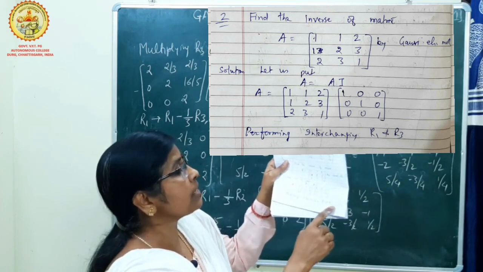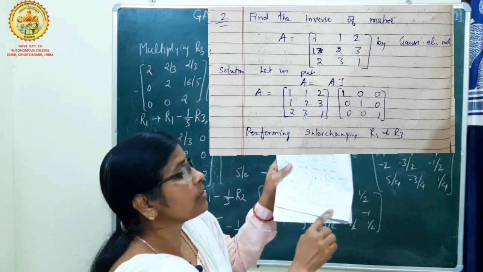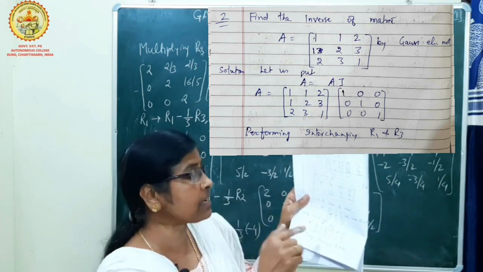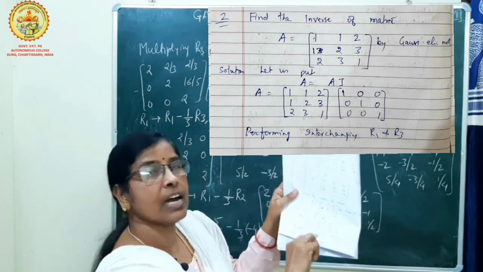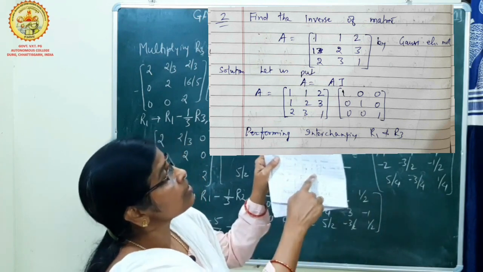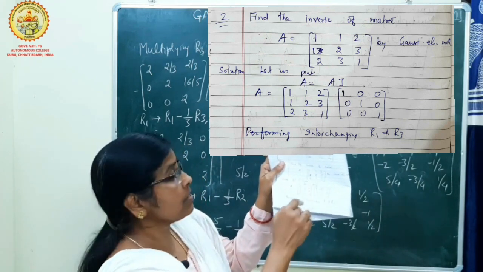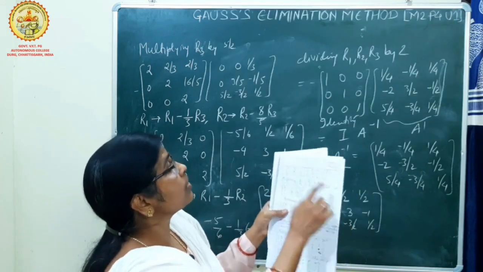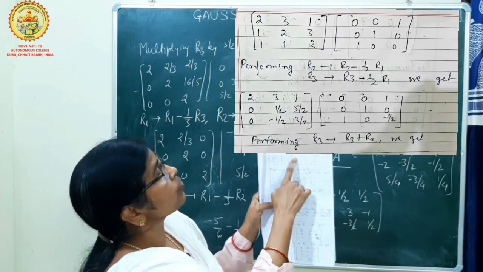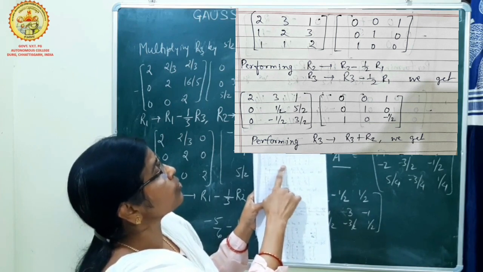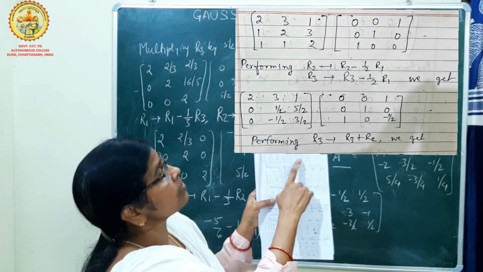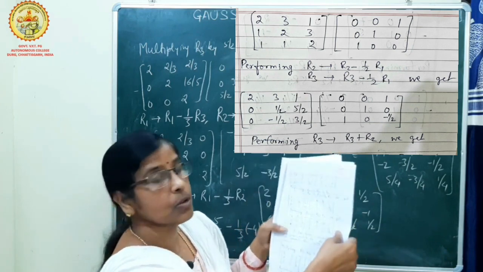Performing the interchange of rows: the pivot element is 3, so we change R3 to R1 because 3 is the largest number. Interchanging R1 and R3, we get 2 3 1, 1 2 3, 1 1 2. Next, the unit matrix becomes 0 0 1, 0 1 0, 1 0 0.